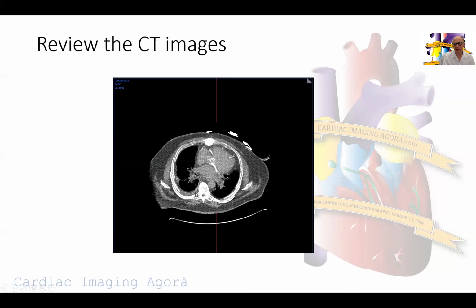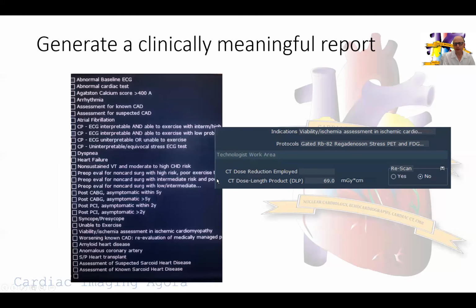And again, we have this pleural event here. We go to generate the report. We report again the dose given. This is a relatively higher dose because we do CT attenuation correction for the rest, stress, and FDG images. So that's hence the DLP is higher here than a traditional scan.